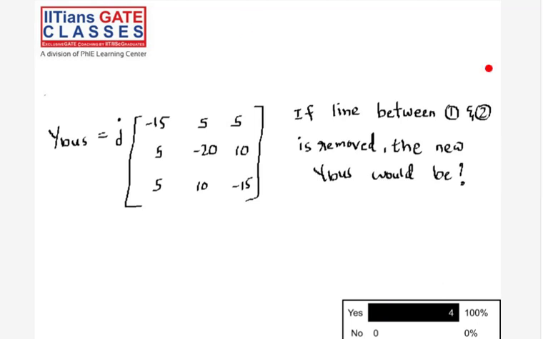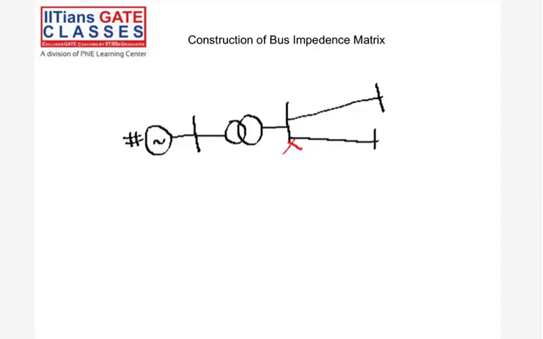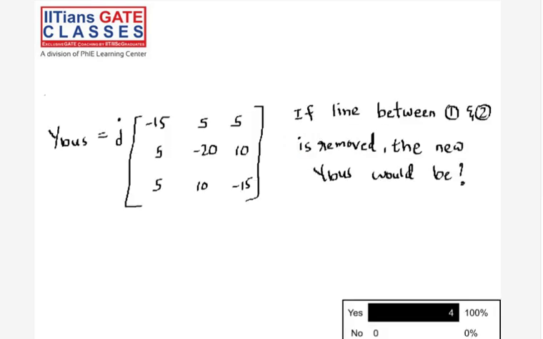So basically, one advantage with respect to Ybus is that if you're adding or removing a line, you just need to update the corresponding Yij position and the Yii and Yjj, right? Okay, right.